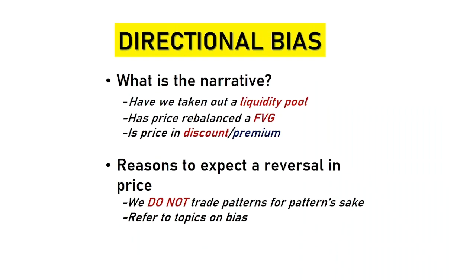The first thing that you always need to have in a productive model is directional bias. And so you have to determine what the narrative is. Has price signaled a liquidity pool? If so, then price is most likely to retrace back inside the range. Has price rebalanced the fair value gap? Then most likely the price will expand towards liquidity. Is price in discount? Then seek higher prices. If price is in premium, seek lower prices.